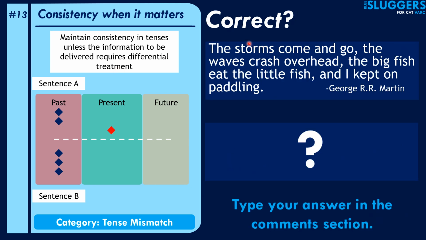Now, an example for you to try. This, by the way, is to some extent a quote by George R.R. Martin. It says, the storms come and go, the waves crash overhead, the big fish eat the little fish, and I kept paddling. Now, do you think this is grammatically correct? If yes, let me know in the comment section. If no, what do you type in the comment section? What do you think should be the correct version of this sentence?